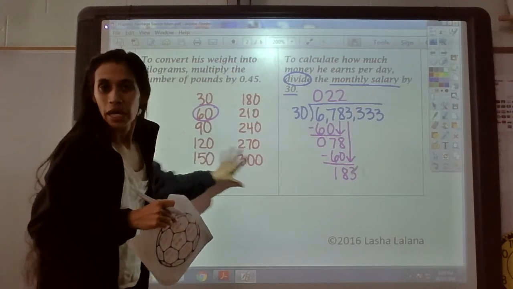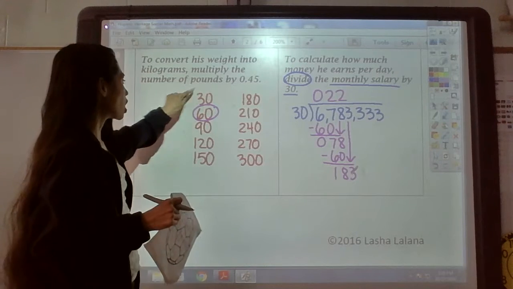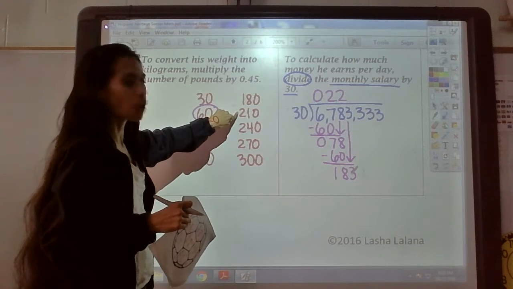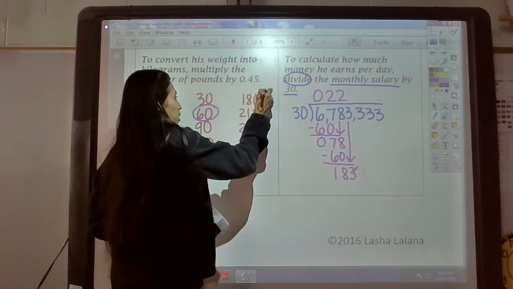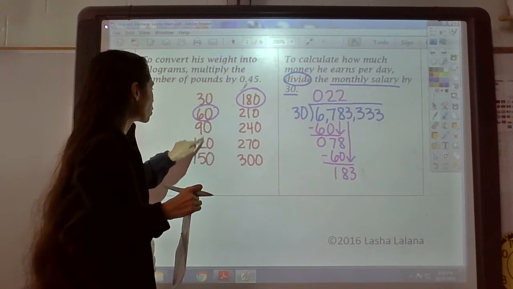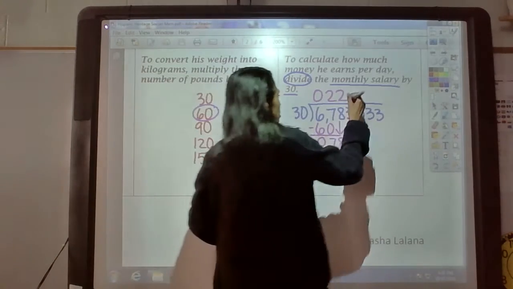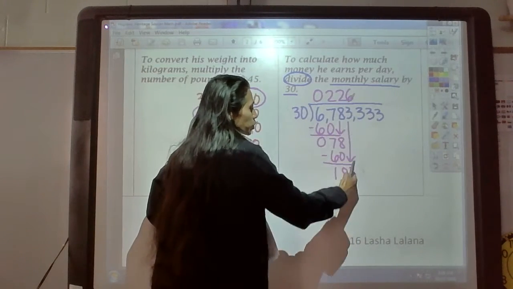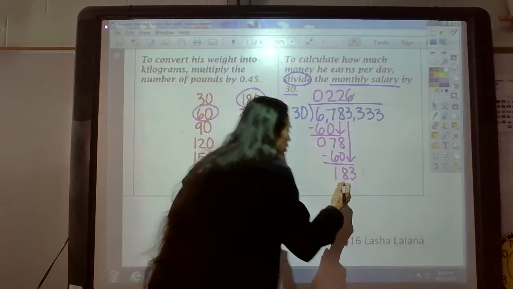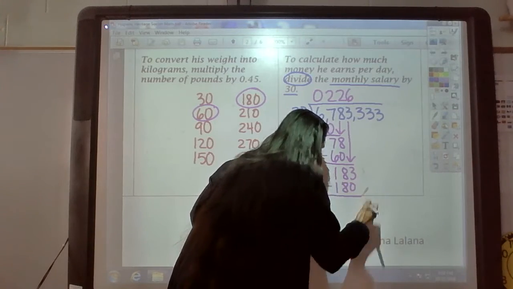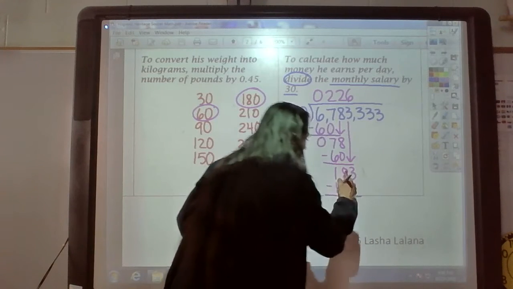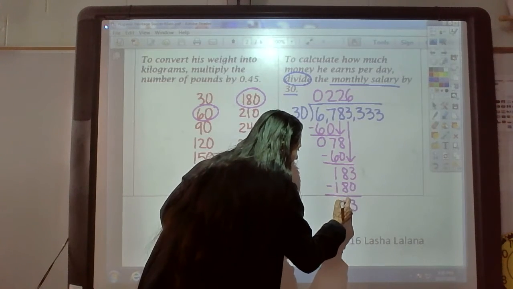Let's look at our chart on the side. Where do you see 183? We keep going, and 210 is too much. So we stop right here at 180, and let's count. 1, 2, 3, 4, 5, 6 times. So the 6 goes on top of the 3, because the 3 went down, so the 6 goes up. 6 times 30 is 180. Subtract that. 3 minus 0 is 3. 8 minus 8 is 0. 1 minus 1 is 0.